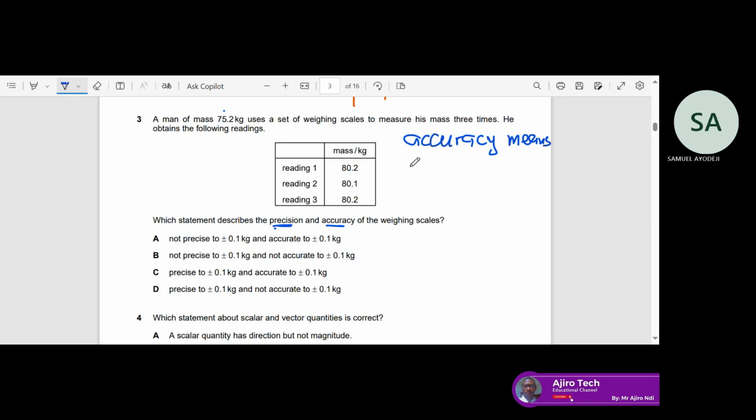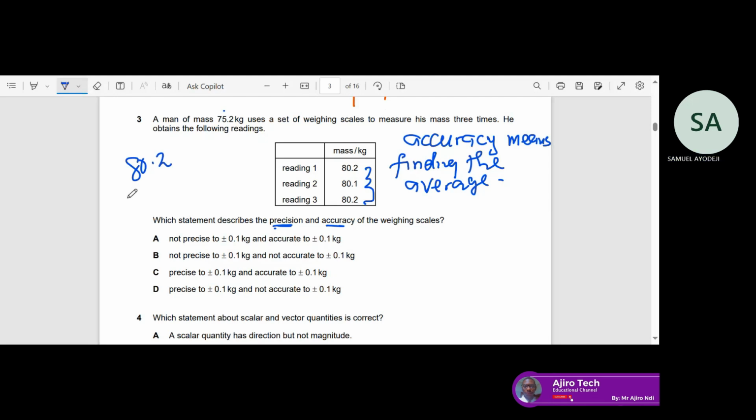You have to find the average for you to determine accuracy. You find the average in order to determine it. It is 80.16666. So add up all this, divide by 3. Yes, it's 80.16666. 80.17 basically, so 80.2.